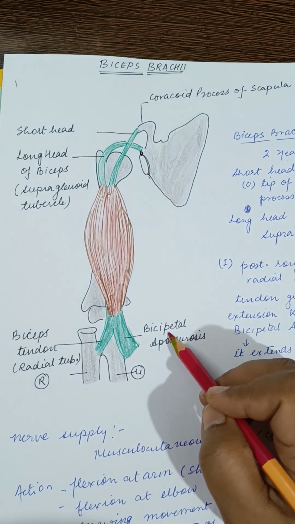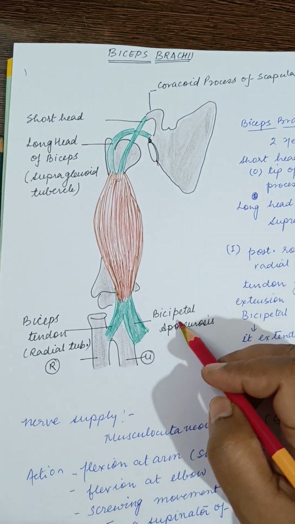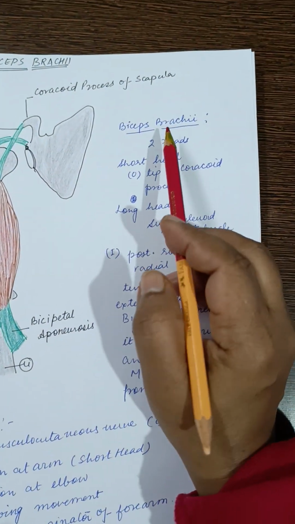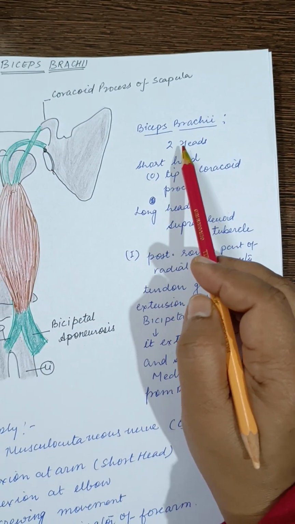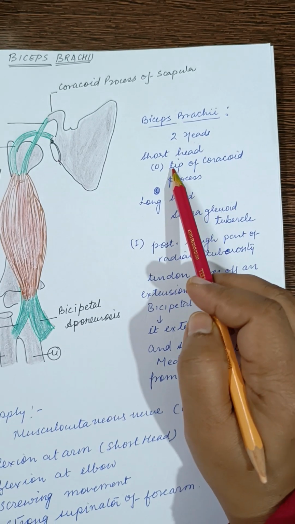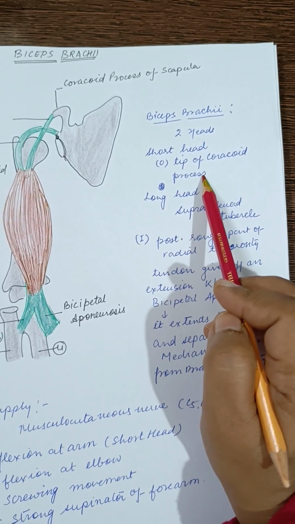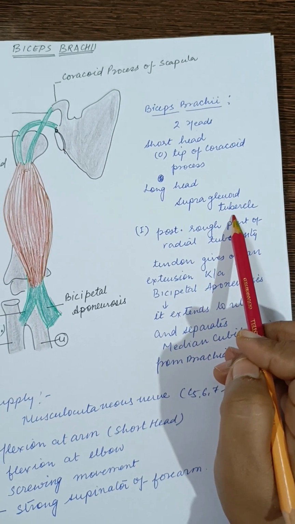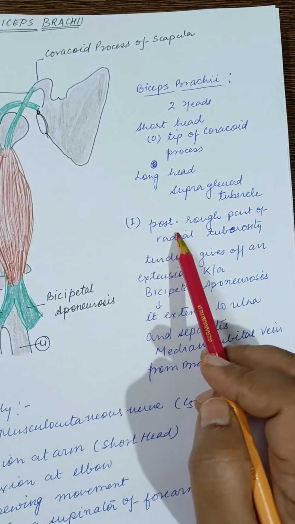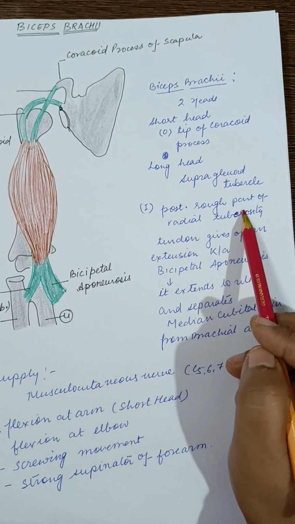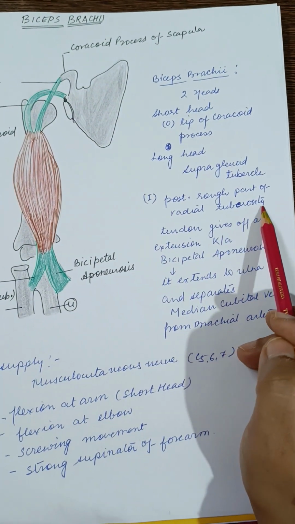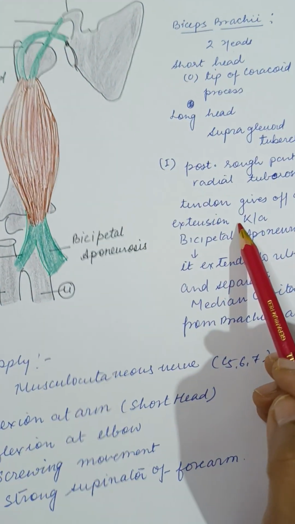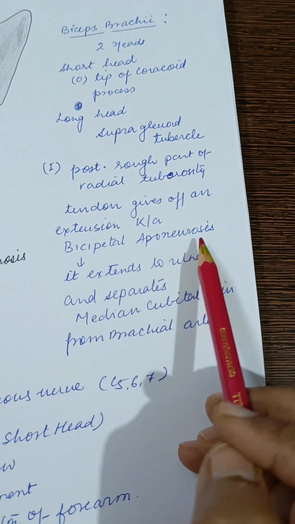This bicipital aponeurosis is going to fuse with the deep fascia of the forearm region. So we have seen the biceps brachii is having two heads, the short head arising from the tip of coracoid process, the long head arising from the supraglenoid tubercle of the scapula. Then it is going to insert onto the posterior rough part of the radial tuberosity of the radius bone, and the tendon gives off an extension known as bicipital aponeurosis.